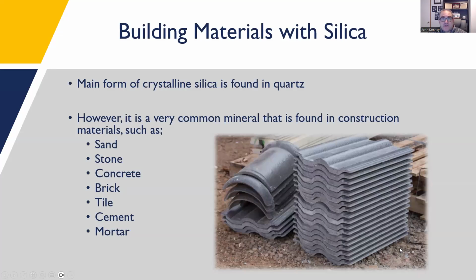So what do we find these in, in building materials? The main form of crystalline silica is found in a quartz product. However, it's a very common mineral that is found in construction materials such as sand, stone, concrete, brick, tile, cement, and mortar.